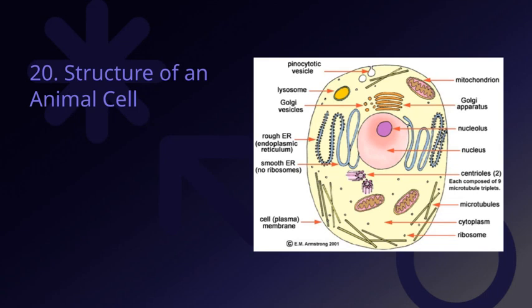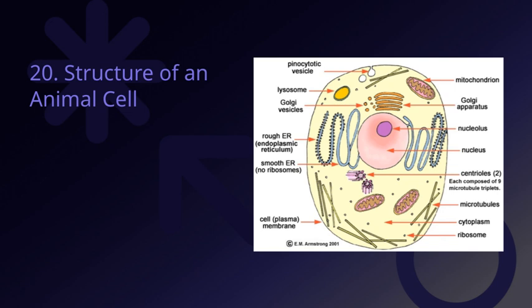As you can see, animal cells are made up of various key components, each with a specific function that helps the cell operate efficiently. The nucleus, for example, acts as the control center, housing the genetic material and directing activities within the cell. Surrounding the nucleus, you'll find the cytoplasm, which is a gel-like substance where many of the cell's processes occur. The cell membrane is also essential. It acts as a protective barrier while regulating what enters and exits the cell.